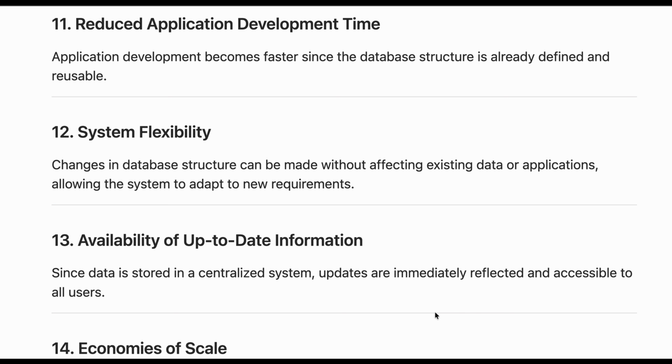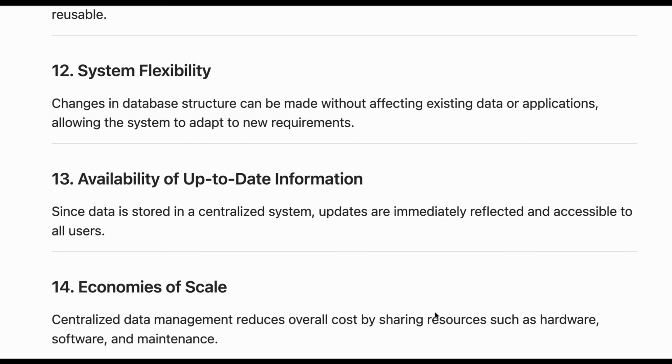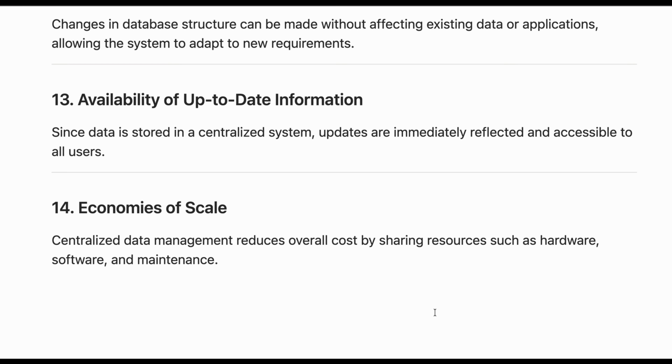Now, next one is availability of up-to-date information. In this, since the data is centralized, any updates are immediately available to all the users. Now, finally, is economies of scale. In this, centralized management reduces overall cost by sharing resources like hardware and software. So these are the major advantages of DBMS.